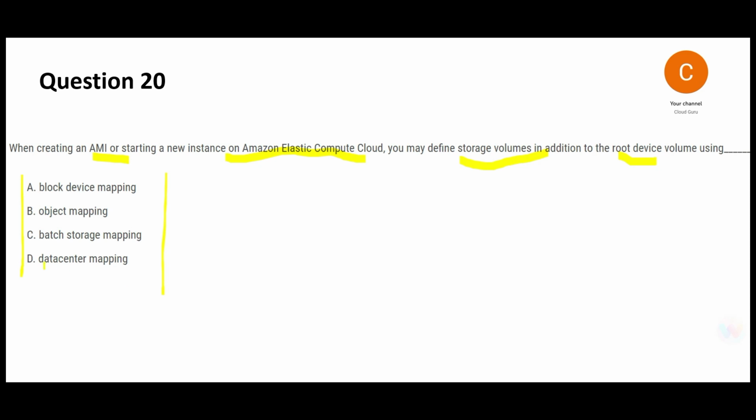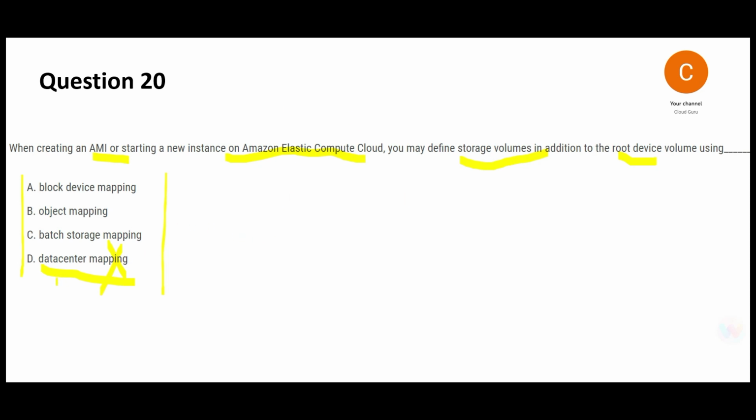Let's decode this. Data center mapping. Buddy, you do not have access to data centers in the cloud world. Any cloud, Azure, AWS, GCP, nobody would allow you to touch the data center. So where does this question of data center mapping come in? You don't even know where the data center is. For example, in California, I have a region, but where in California? Is it San Jose? What is the exact address and so on? You don't know.